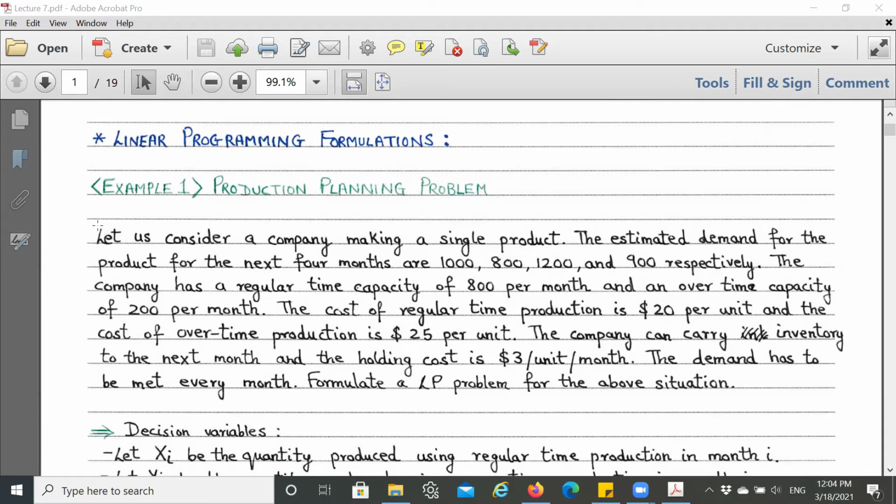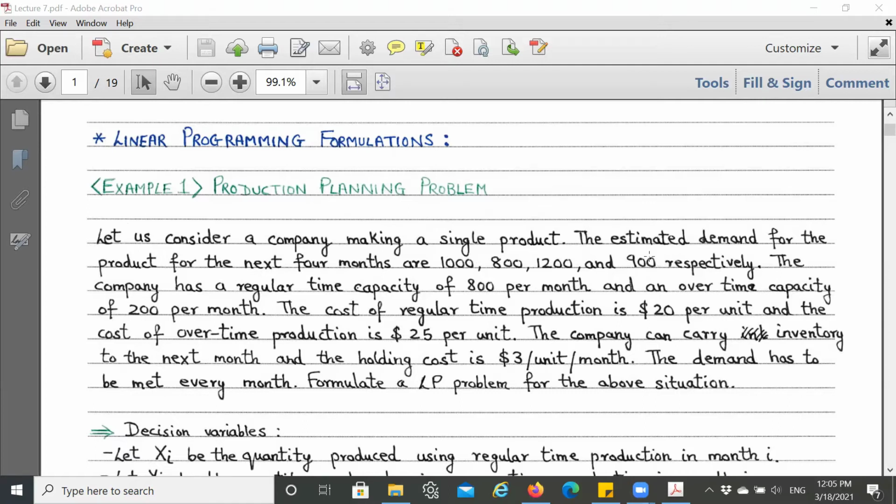Okay, so let's look at an example where we have a company that makes some product, okay? And for example, let's say that there are 4 months and you know in advance the estimated amount of product or demand for that product for each month. So the first month, the expected demand is 1,000 items, then 800, 1,200, and 900 items, okay?